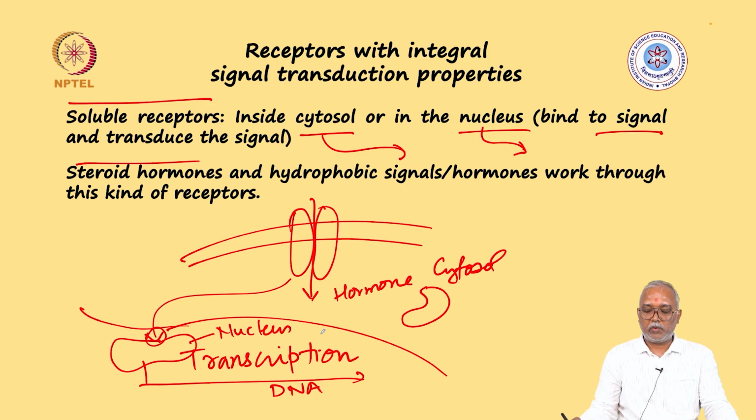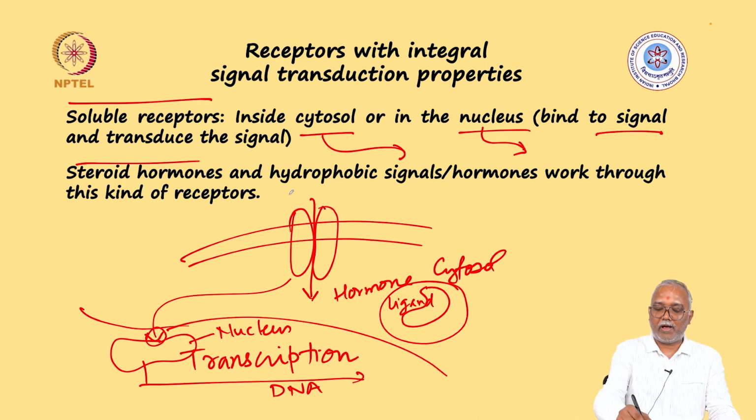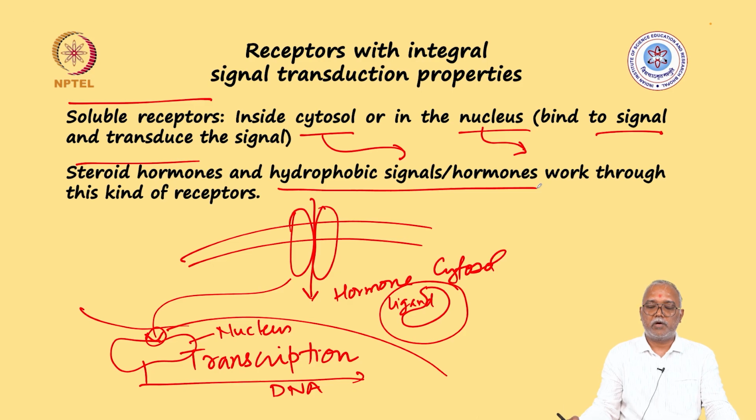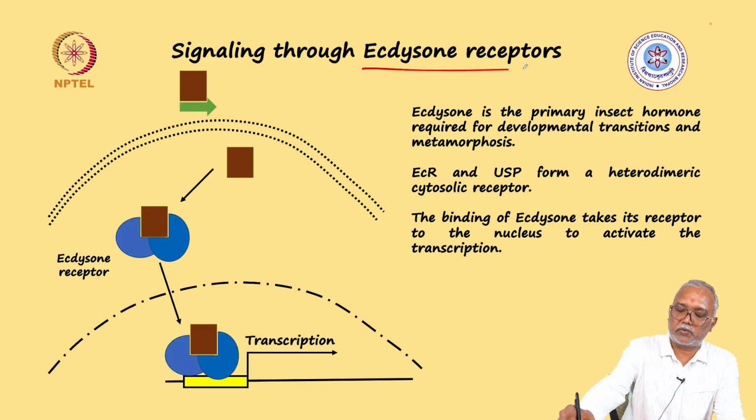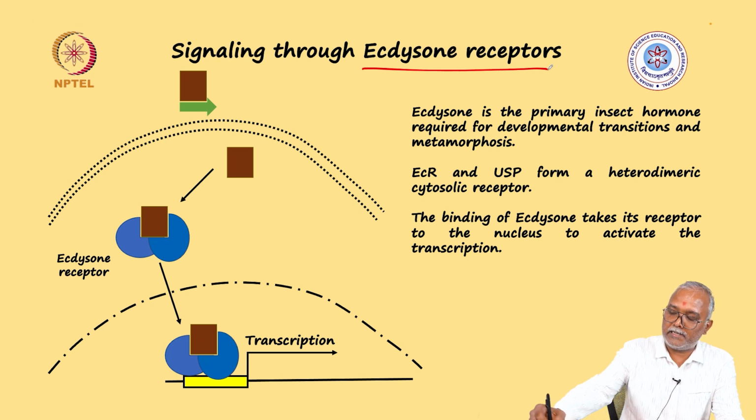So in both scenarios, you need this complex of the receptor and ligand. If I say that the ligand could be a hormone, this could be a small molecule, and so on. So you have these hydrophobic signals or hormones which generally work through these receptors. So let's take a scenario of this hormone which is called ecdysone. This is a primary insect hormone which is required for developmental transition and metamorphosis.